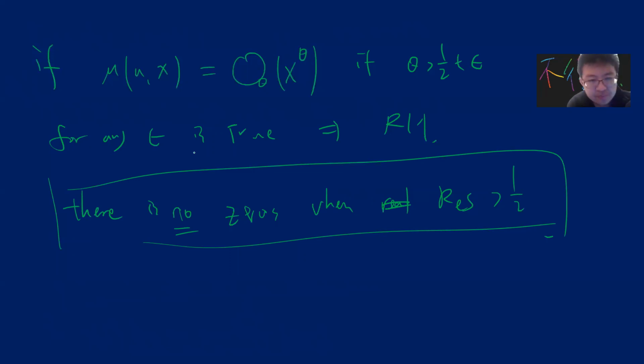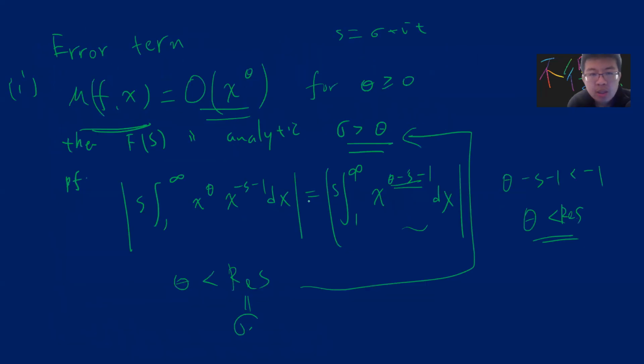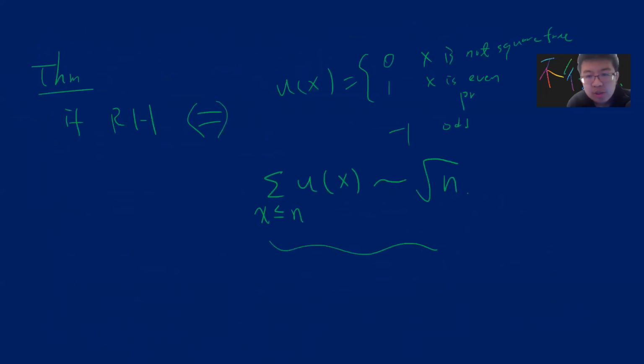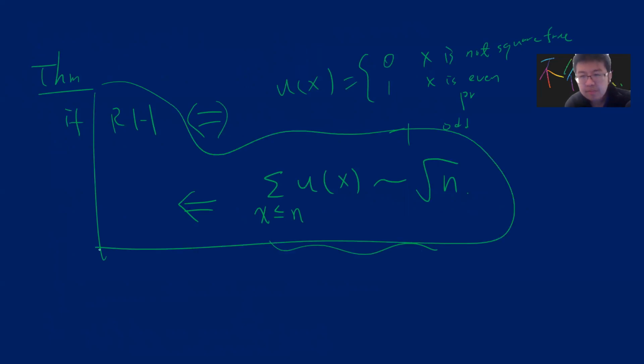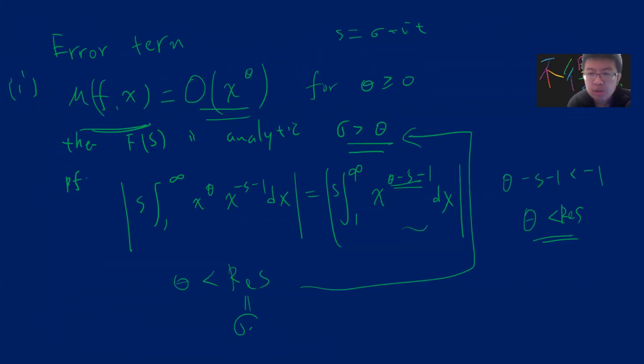And actually the converse is also true. If the Riemann hypothesis is true, then you can prove this: that mu of x is bounded by square root of x plus any epsilon. Previously I proved one of these directions. Maybe in the future I will prove the other direction. The converse is also true, but very non-trivial.